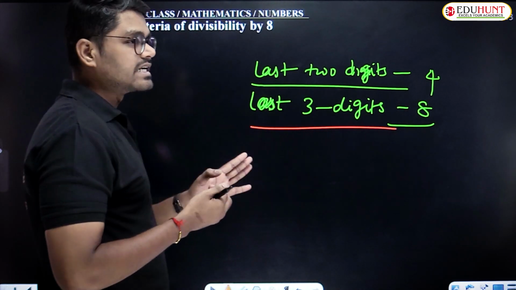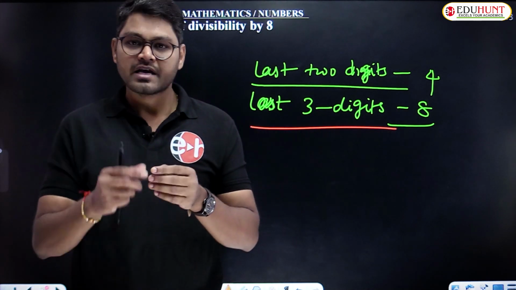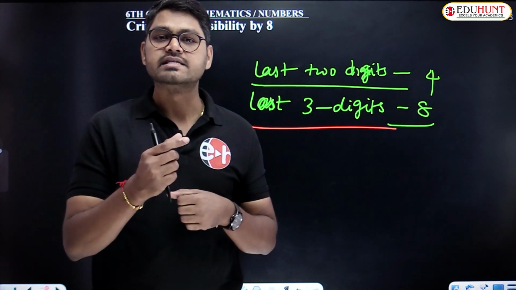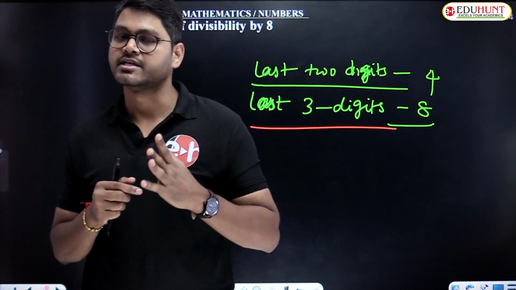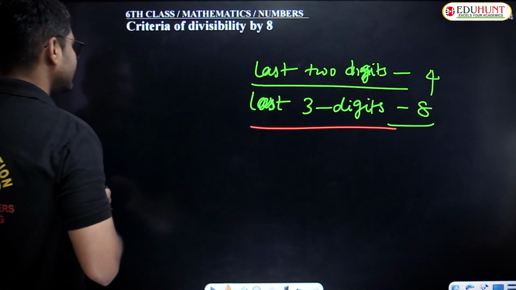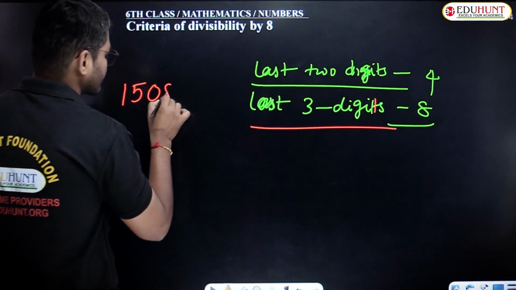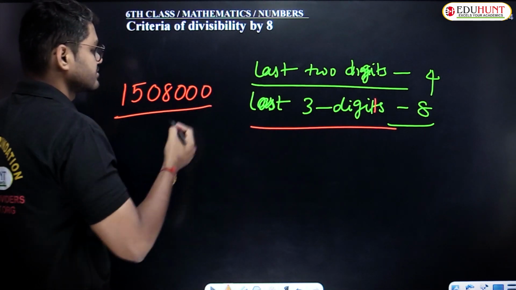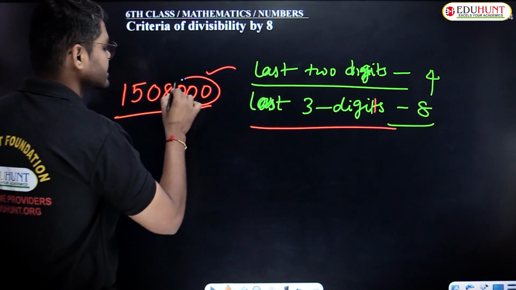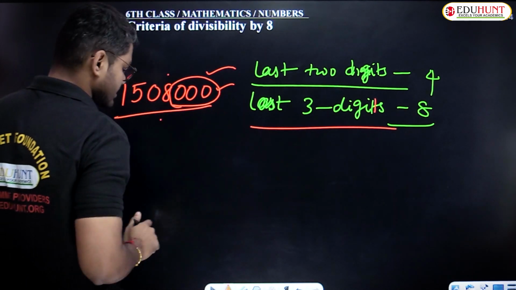If the last 3 digits are divisible by 8 or the last 3 digits are 3 zeros, then the whole number is divisible by 8. Let's check. Yes, this number is divisible by 8 because the last 3 digits are 3 zeros. Therefore, this number is divisible by 8.